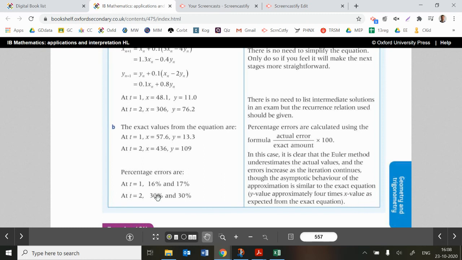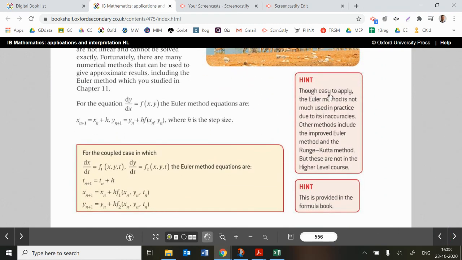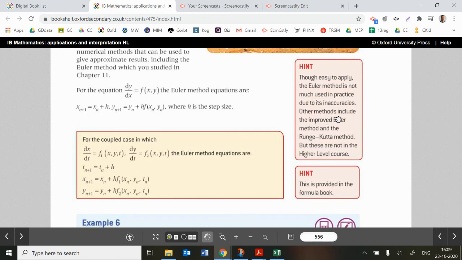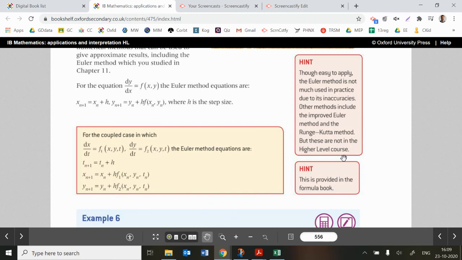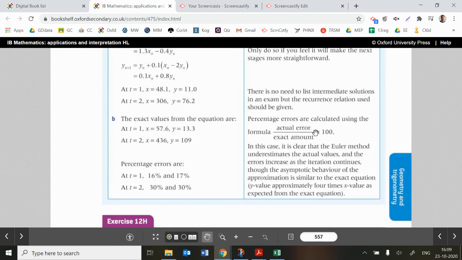Okay, now you can see that those errors are becoming really quite bad towards the end there. And in fact, before the exercise even, it did say, though easy to apply, I hope you find these easy, that the Euler method is not much used in practice due to its inaccuracies. Other methods include the improved Euler method and the Runge-Kutta method, but these are not in the higher level course. So this is not a particularly accurate method. And of course, if you had a question like this in an exam, you would comment on the percentage error to talk about its accuracy.